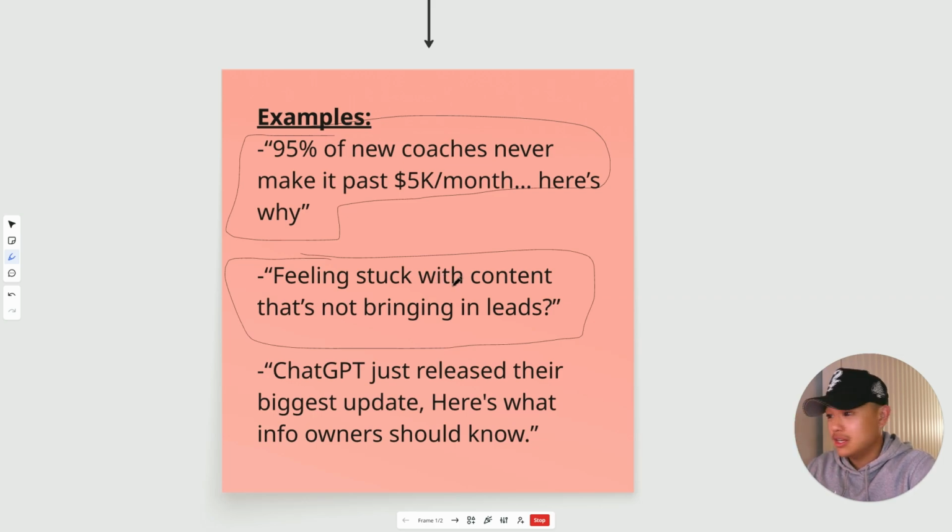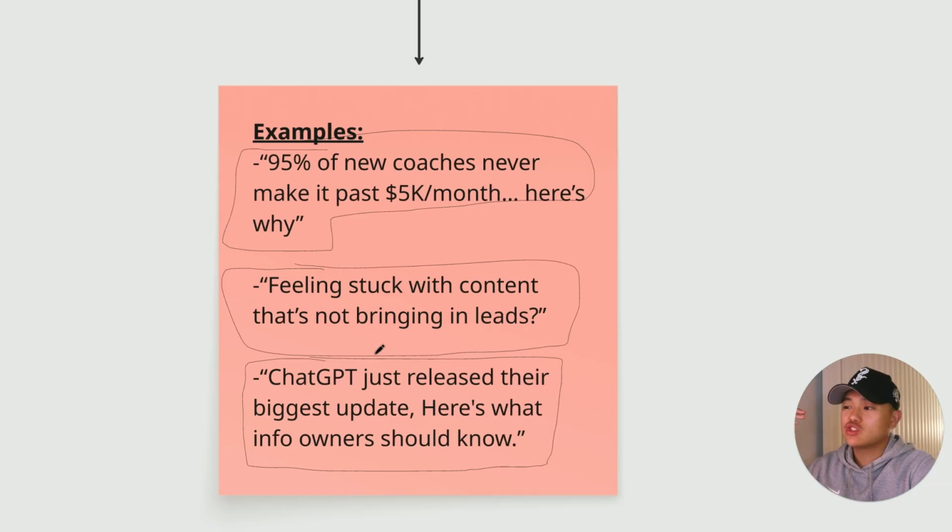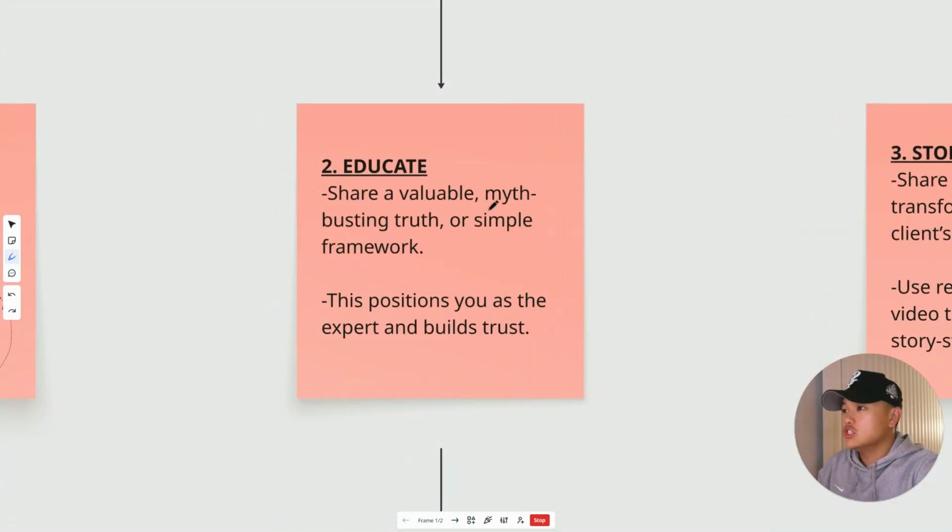And that's the part where you can go ahead and educate. And lastly, the last example here is ChatGPT just released their biggest update. Here's what info owners should know. Basically, just striking up a topic that your audience might find interesting. And so let's go on to educate.